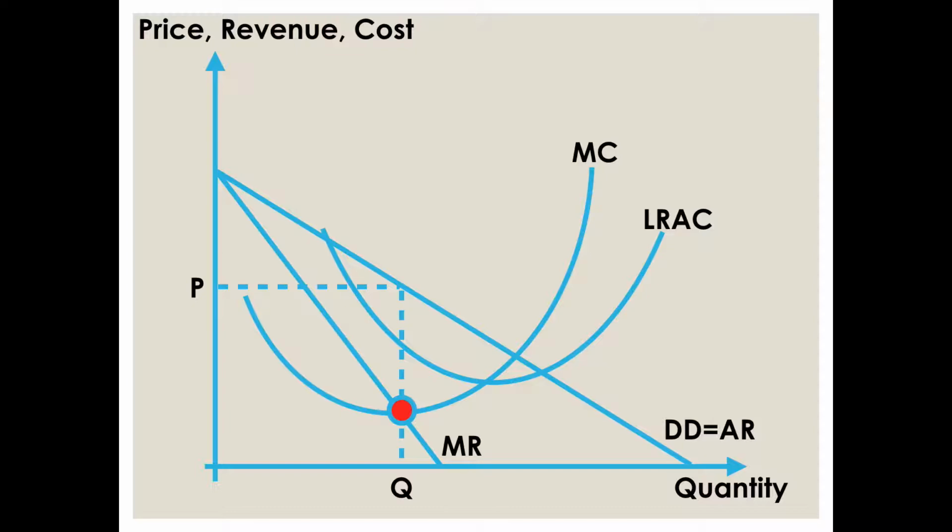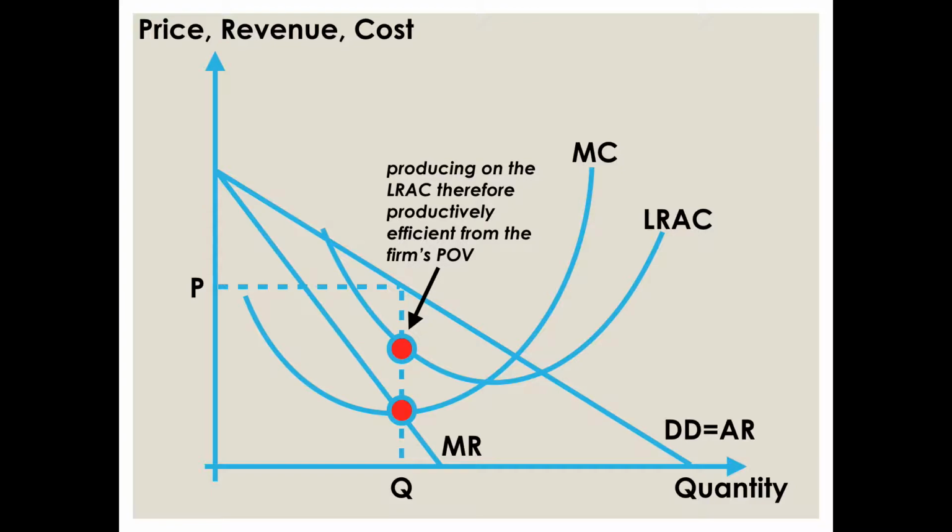First, if the firm is productively efficient from its own point of view, then it should be producing on the LRAC. So we see that this is the case for this firm because at the quantity Q, it is actually incurring an average cost that is on the LRAC, and we see that therefore for this firm it is productively efficient from its own point of view.